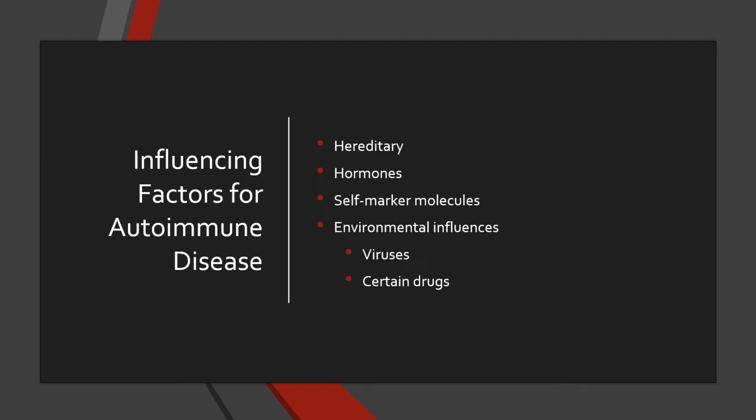All right, so let's move into autoimmune disease. Autoimmune disorders result from the immune system's malfunction. The body is manufacturing T cells and antibodies against its own cells and organs. And some of those factors that influence these autoimmune diseases are hereditary, hormone, self-marker molecules, and then those environmental influences, including viruses and certain drugs out there.